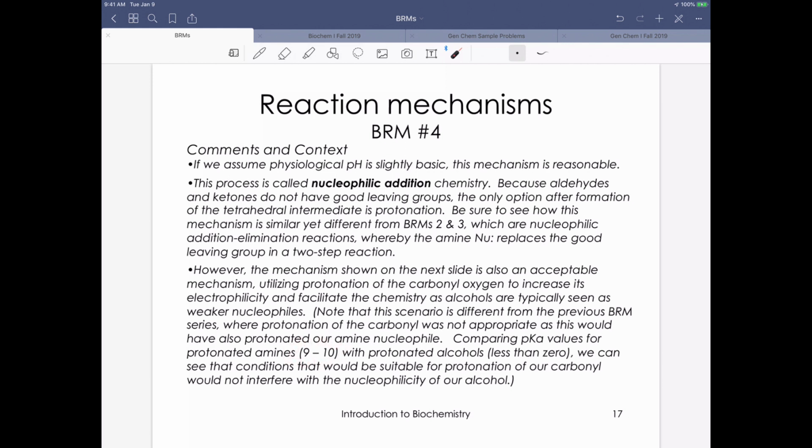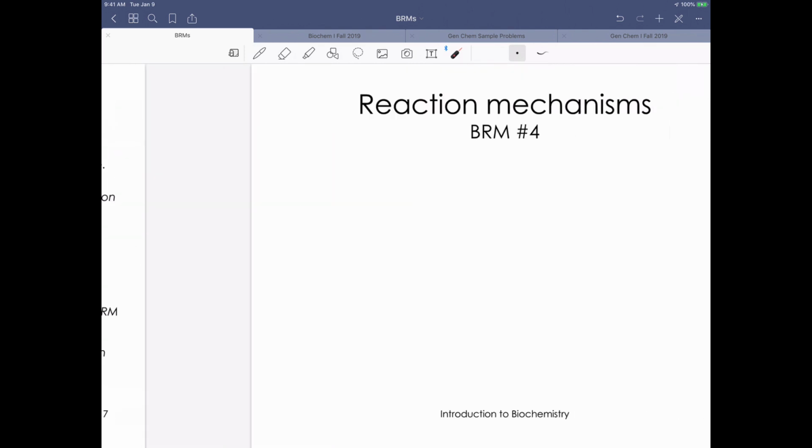So again, pKa values for protonated amines are 9 to 10. Protonated alcohols are less than 0. So conditions that would be suitable to protonate our carbonyl, again, we'd have to have a very acidic environment to be able to do that, would also be sufficiently acidic to protonate our amine. And so that would, again, be problematic for using an amine as a nucleophile. But it's not sufficiently acidic that it is going to protonate our alcohol, having a pKa, remember, of around 15 to 16. So again, no problems with protonation of that alcohol.